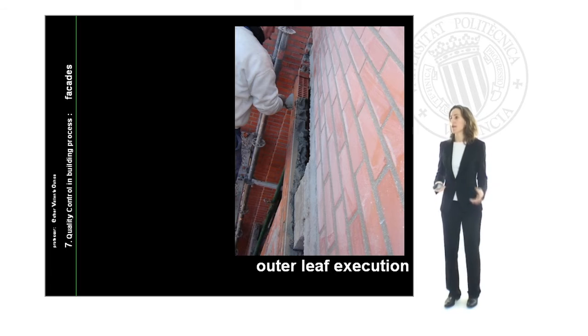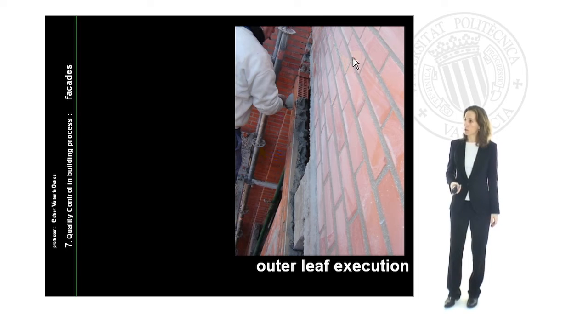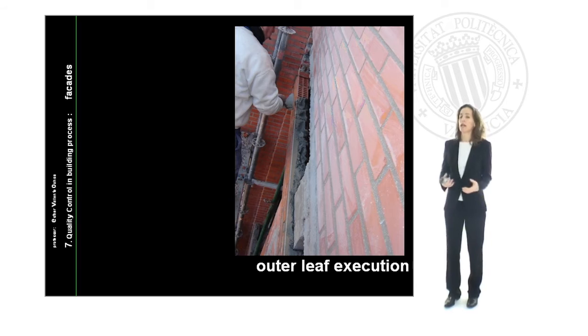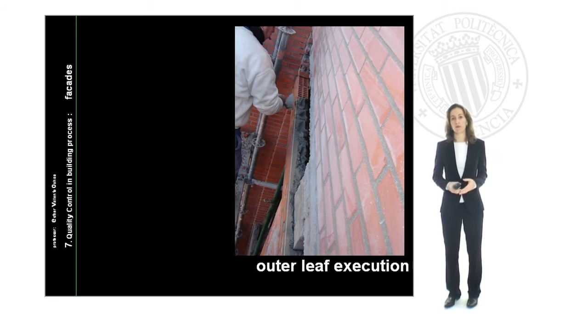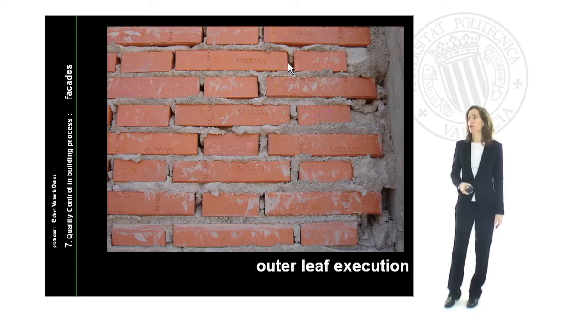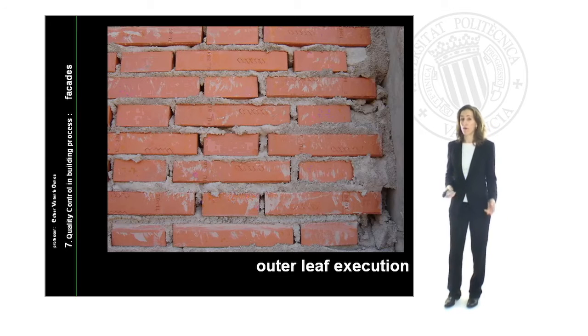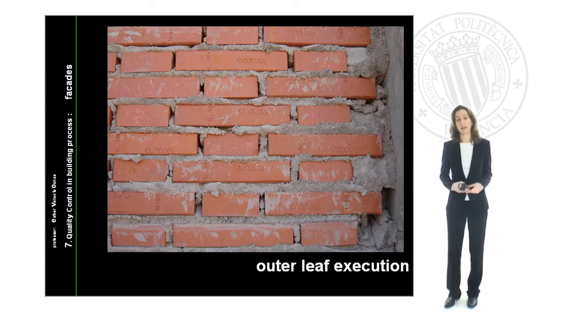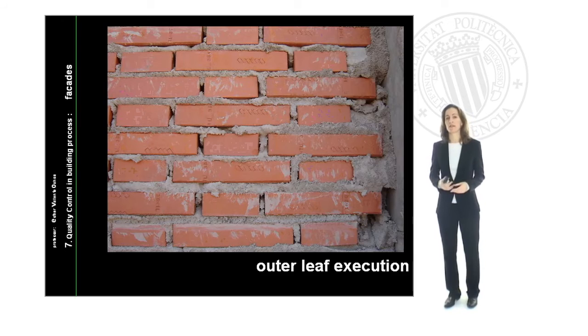In other cases, the outer leaf execution has to have two faces. The main face is the external face that we will control, putting on wood joints, vertical and horizontal joints with mortar, protecting all the surface, and also the internal surface of our outer leaf. The internal surface has to be controlled anyway, because we will reject this kind of execution if our joints are not completely full of mortar. We have to review it, and if necessary, we will surface the internal outer leaf face with a cement mortar.